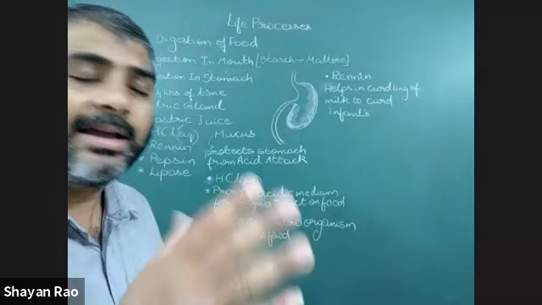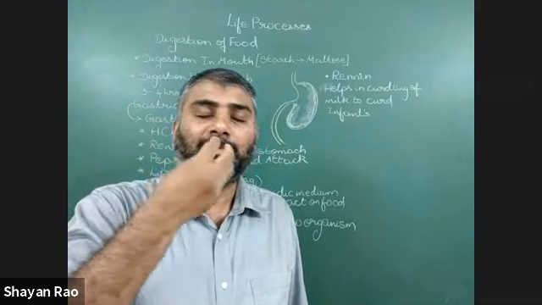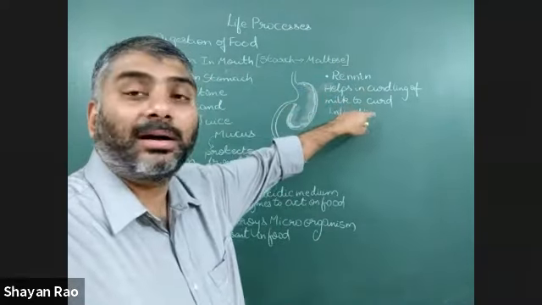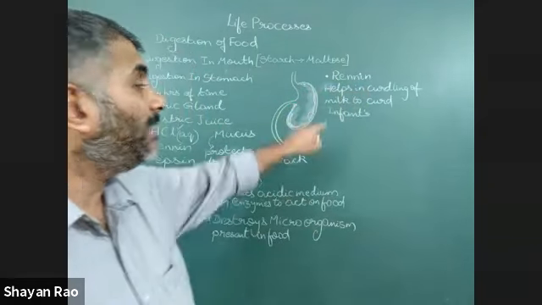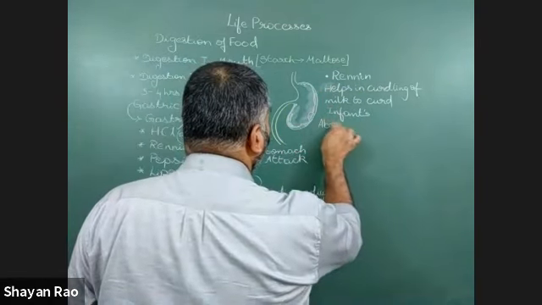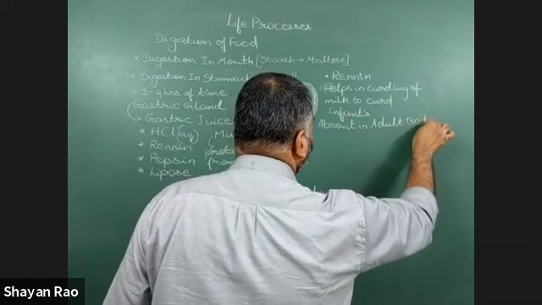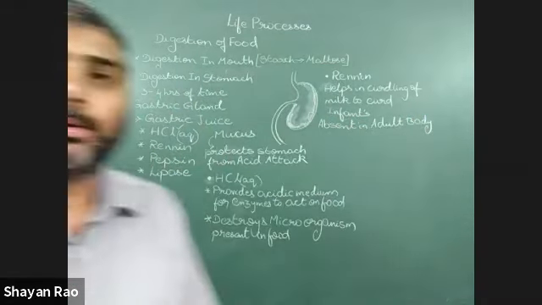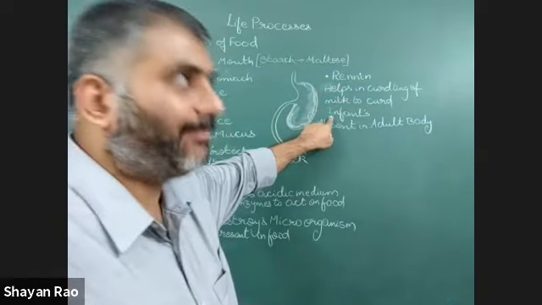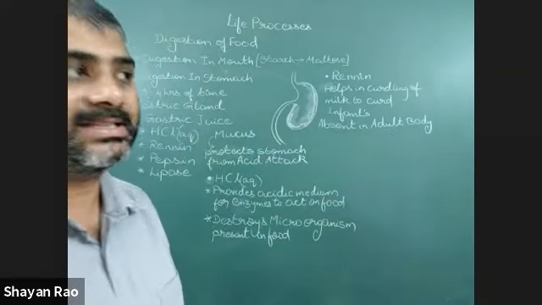That is, milk is broken down and curd is formed. You may have seen that when a small child drinks milk and is lifted up, a little creamy material comes out of the mouth. That is because the milk has undergone curdling with the help of the renin enzyme. And this is absent in the adult body. Is that fine? So renin helps in curdling of milk to curd, which happens in infants, and it is absent in the adult body. Hope this is clear to everyone.